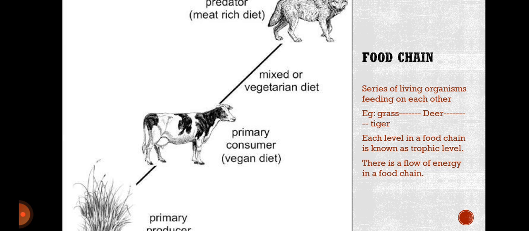Each level in a food chain is known as a trophic level. For example, the primary consumer in this food chain is the second trophic level. The producer is the first trophic level, and the secondary consumer is the third trophic level. There is a flow of energy in a food chain. That flow of energy helps in the survival of each organism.